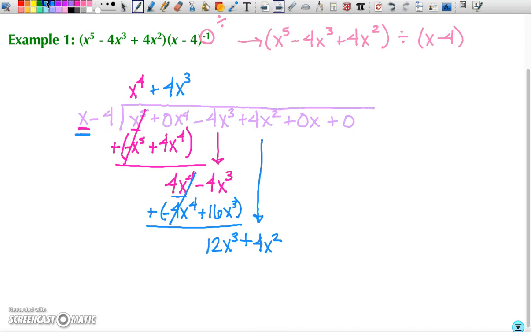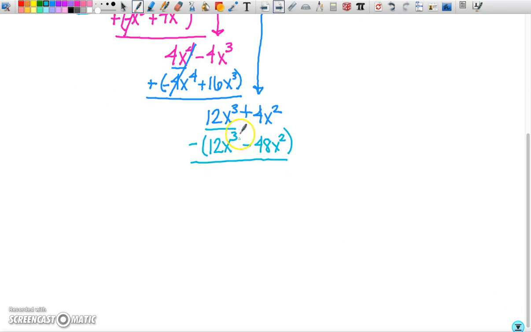And so now same thing. So I'm going to go ahead and x times 12x squared would give us this term here. So plus 12x squared. So multiply it through. Get 12x cubed minus 48x squared.